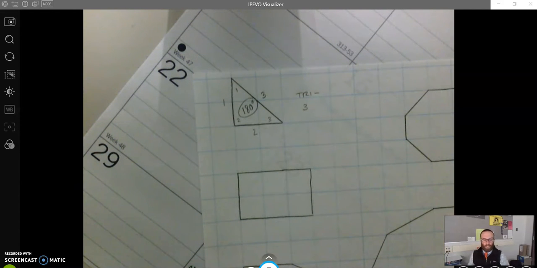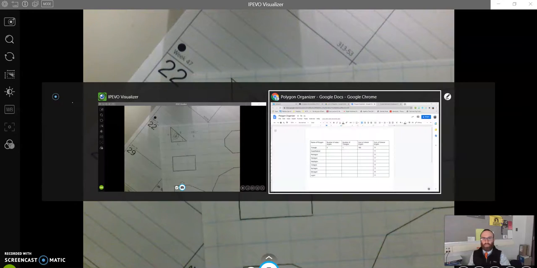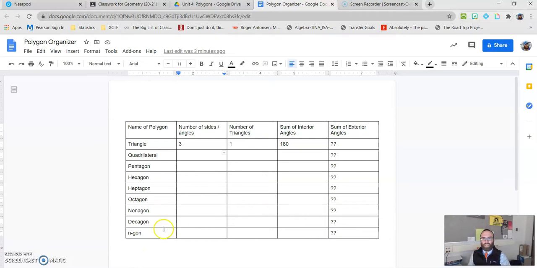So, if you're looking at your graphic organizer, there we go, I think that popped up. You're going to see this and you're going to fill this in. A triangle has 3 sides and 3 angles. There's obviously one triangle in a triangle. And the sum of the interior angles is 180 degrees. Now, I left this sum of exterior angles blank. We're going to talk about that when you come to class next time and how we work through those. Today we're going to be focused on interior angles.